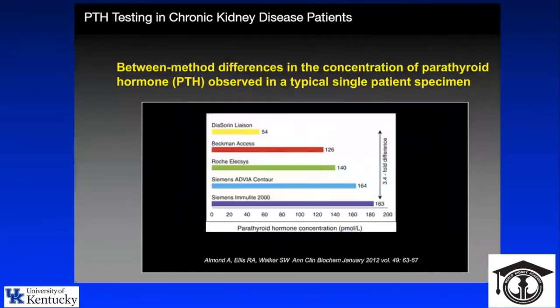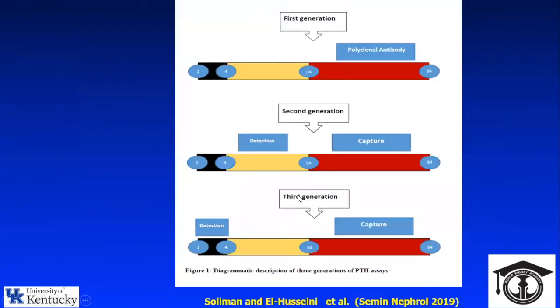Not only that, but you can get the results differently if you are using different assays. So if you are using one assay, it gives you a very small number. If you are using Siemens Immulite, for example, it gives you 3 to 4 folds higher BTH.